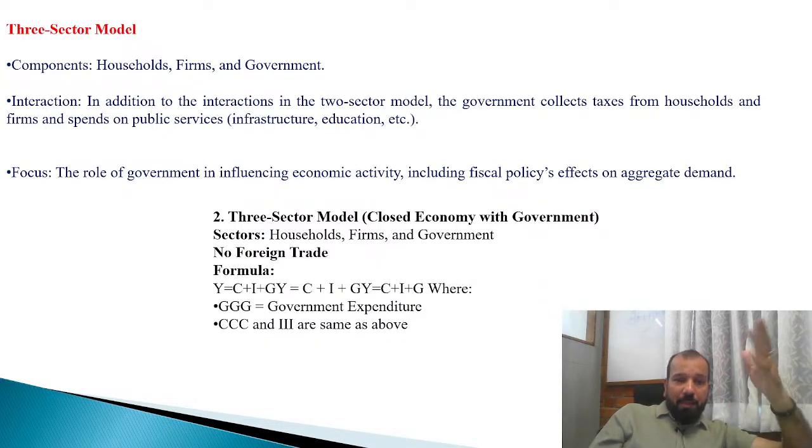In the three sector model, we have households, firms and government. There is an intervention of the government also. Clear? C plus I plus G.